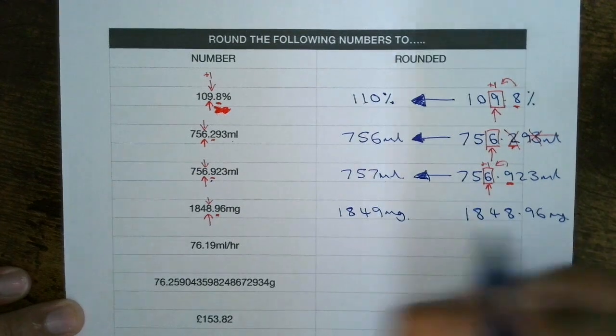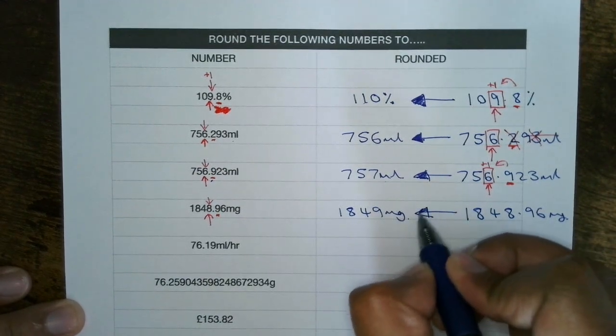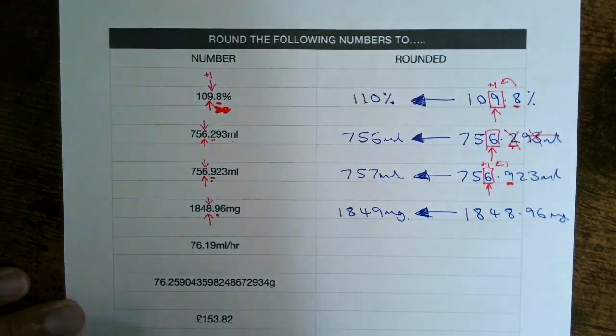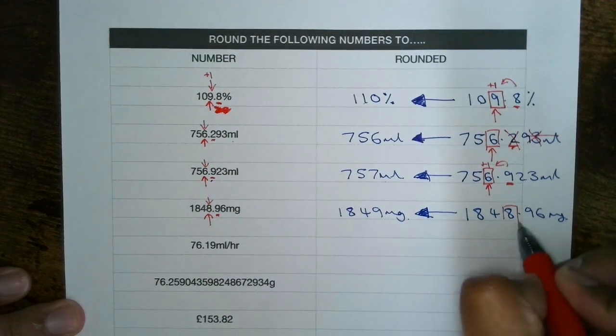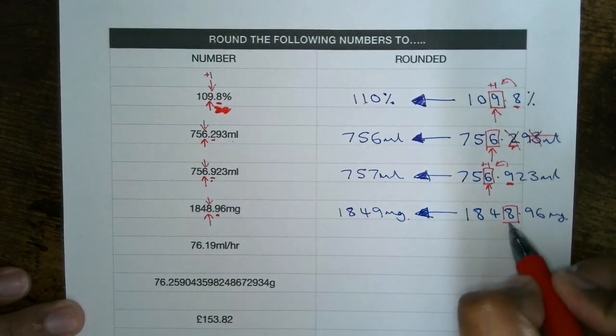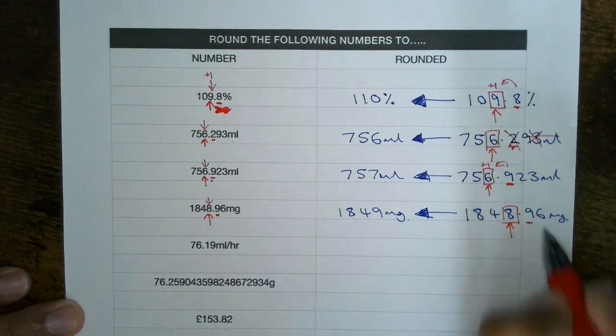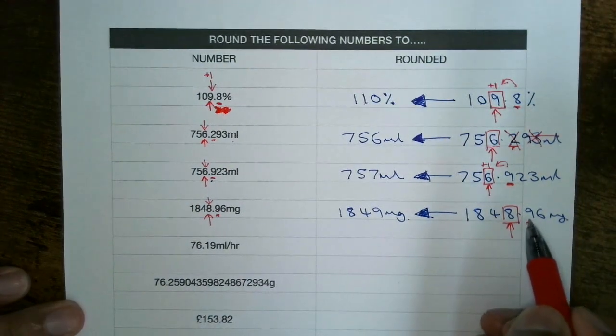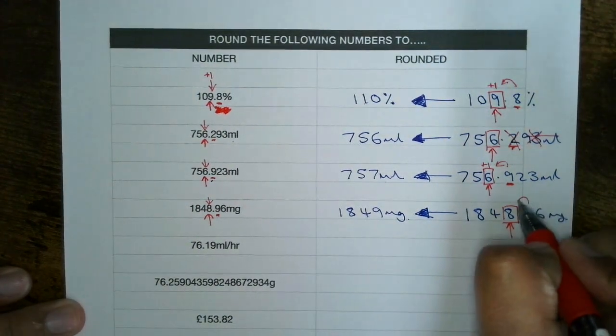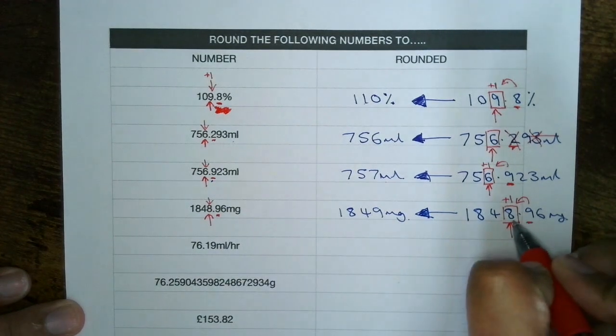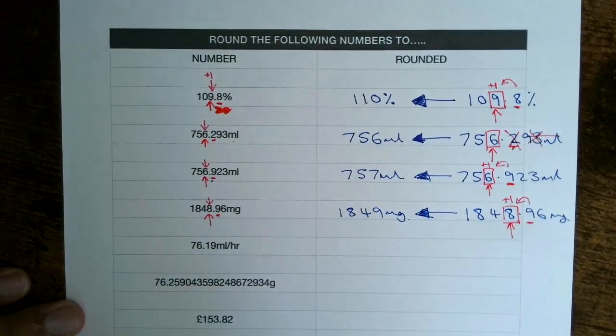1848.96 milligram. We're going to isolate where our whole number position is, because they want it to the nearest whole milligram. We look to the number to the right and ask, is it greater than 5 or smaller than 5? It's greater than 5, so we add 1 to the whole number position.